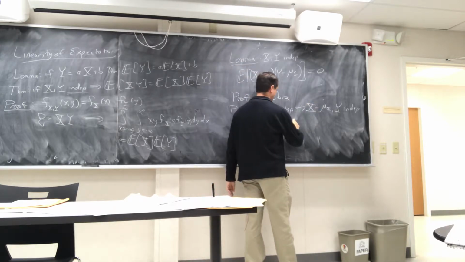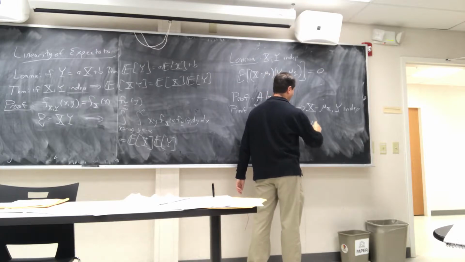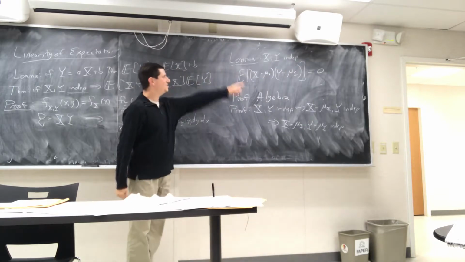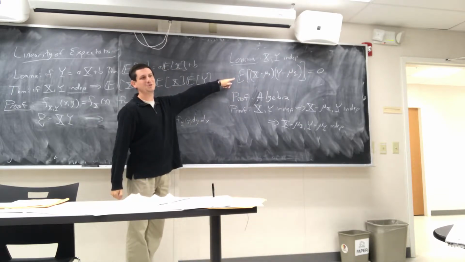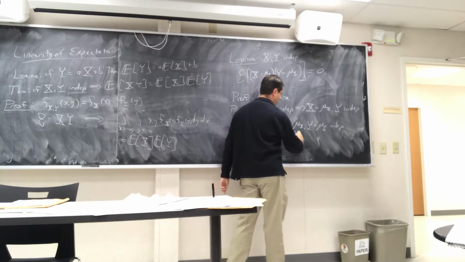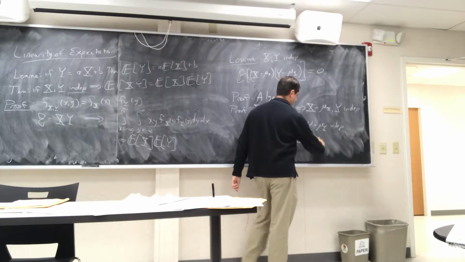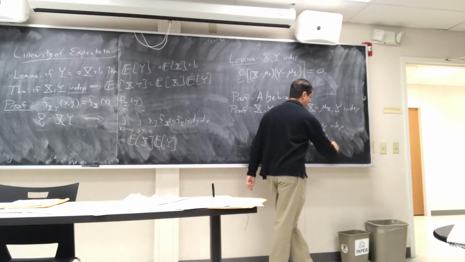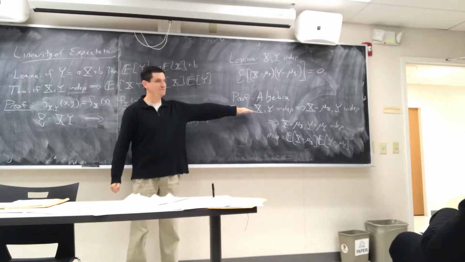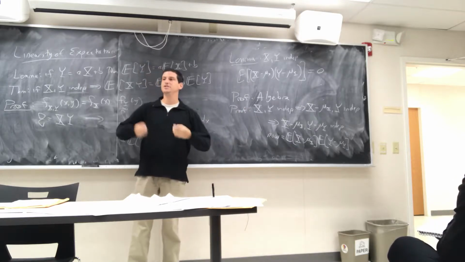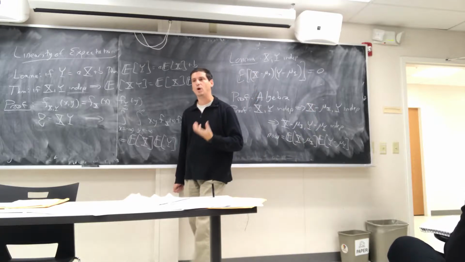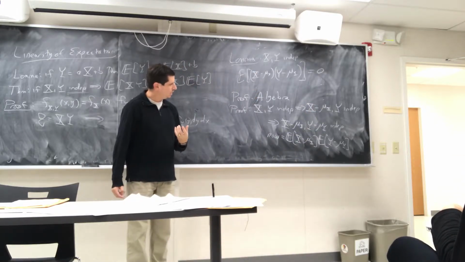Now we know x minus mu x and y minus mu y are independent. Now since they're independent, the expected value of the product is the product of the expected values. So now we get that it equals the expected value of x minus mu x times the expected value of y minus mu y. I actually much prefer this proof in terms of what's going on, because it gives you this added fact that if x and y are independent, so are x minus mu x and y minus mu y.